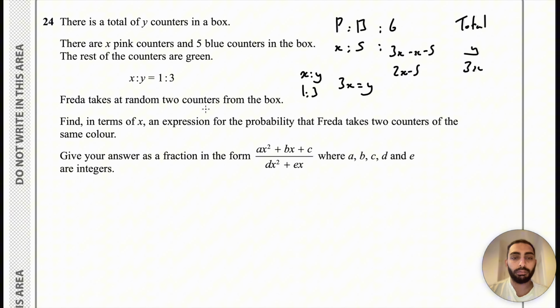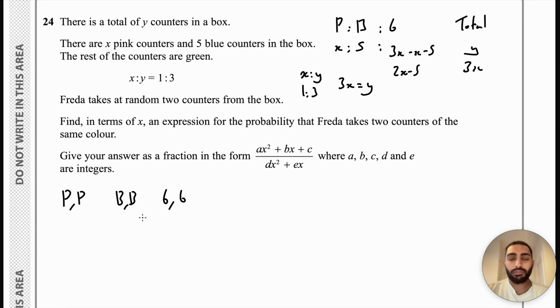Frida takes at random 2 counters from the box. Find, in terms of x, an expression for the probability that Frida takes 2 counters of the same colour. How can we get the same colour? We could get pink and pink. We could get blue and blue, or we could get green and green. Give your answer as a fraction in the form ax squared plus bx plus c over dx squared plus ex, where a, b, c, d and e are integers.